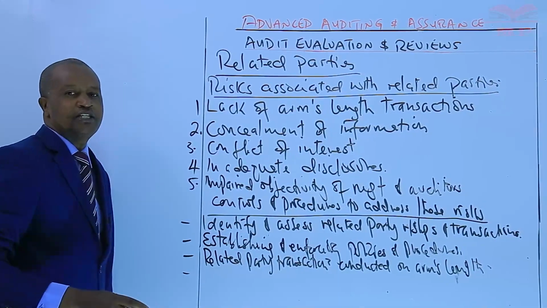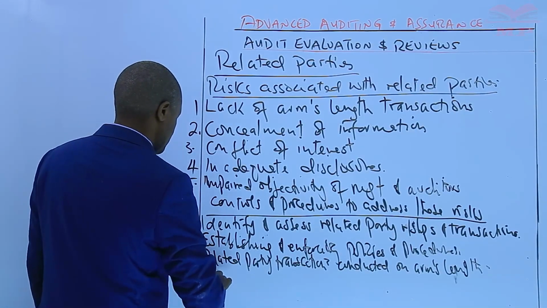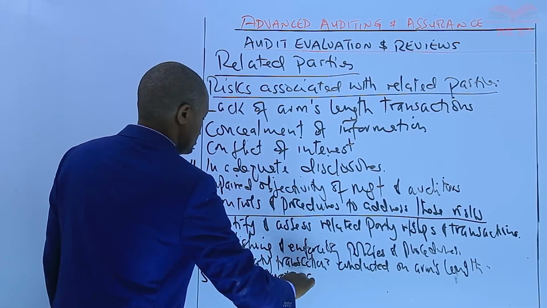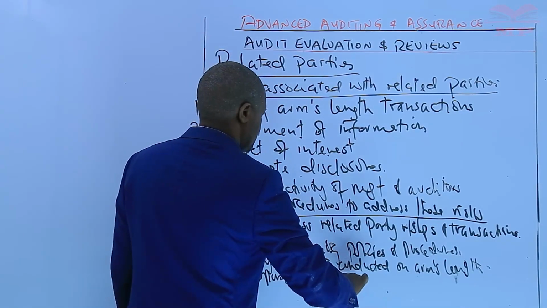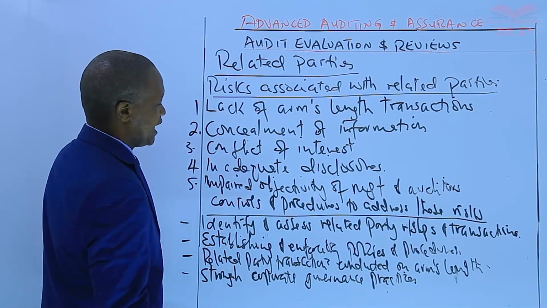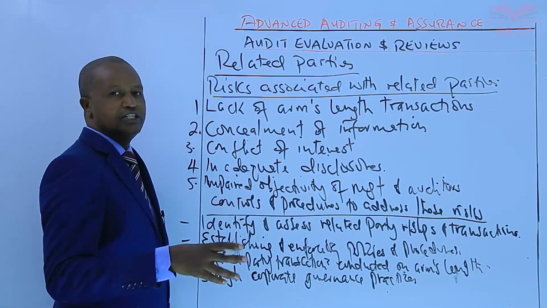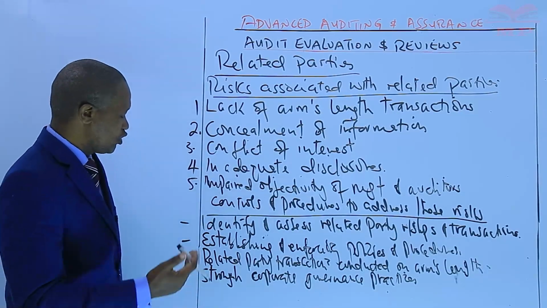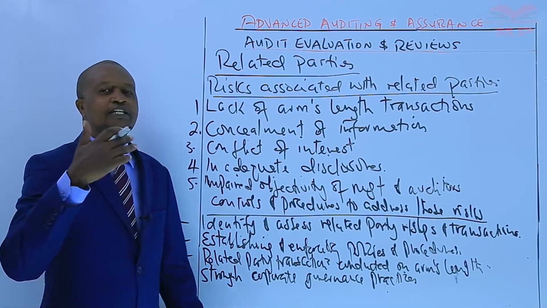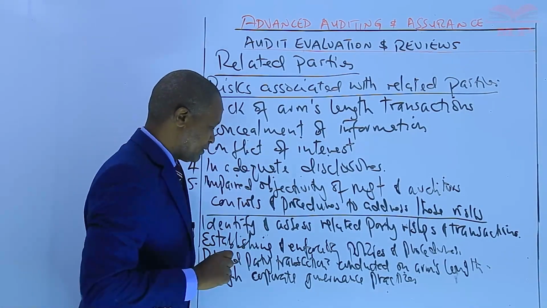Another point is implementing strong corporate governance practices in order to mitigate against the risks that are associated with related parties. The company should implement strong corporate governance practices to mitigate conflicts of interest and promote transparency.